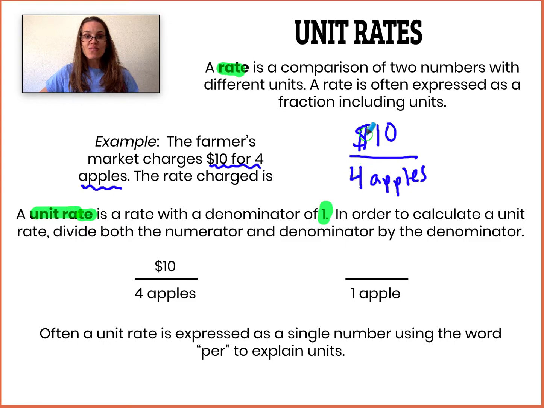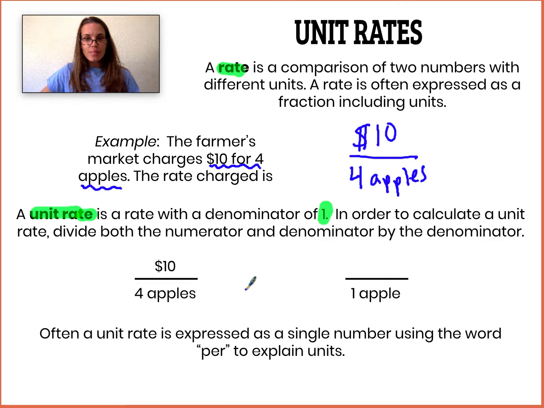So I would like to convert this rate, $10 for 4 apples, into a unit rate, meaning having a denominator of 1 apple. In order to do this, I need to divide both the numerator and the denominator by the denominator. Think about why this is.